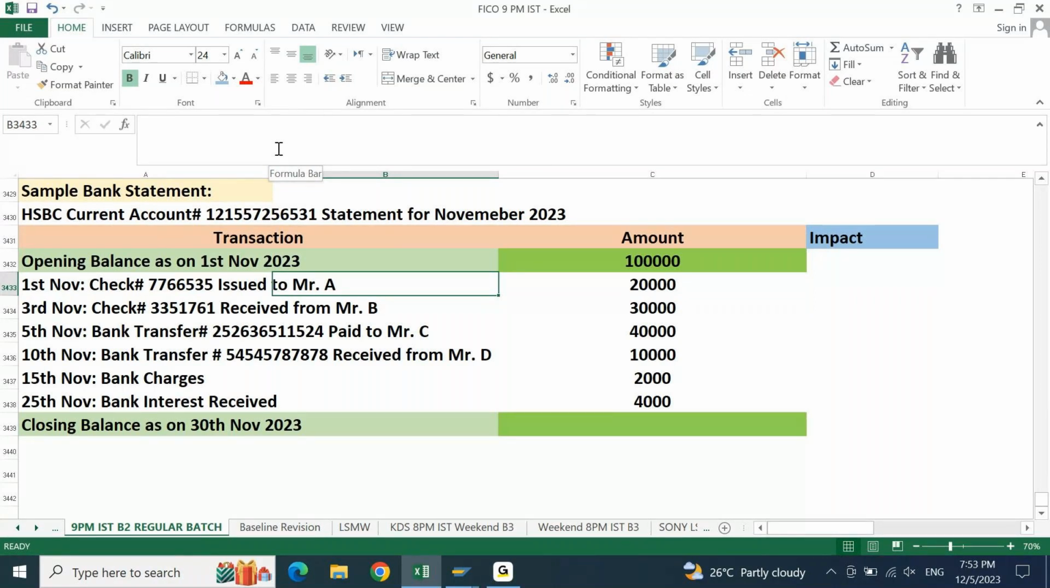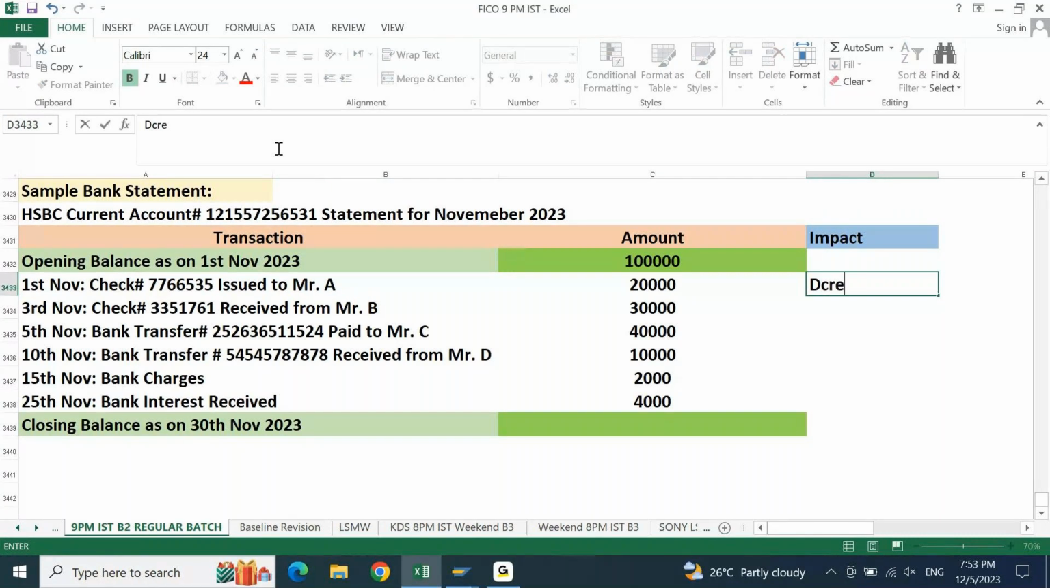When you issue a check, your bank balance will come down or be reduced. So any payment that you are processing from your side, your bank balance will go down. So here I will say this will decrease. When I say this will decrease, this check payment or check issue, whatever we have given to the vendor, is going to decrease our bank balance.